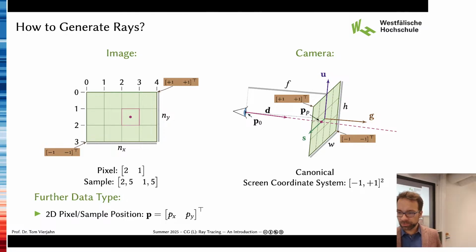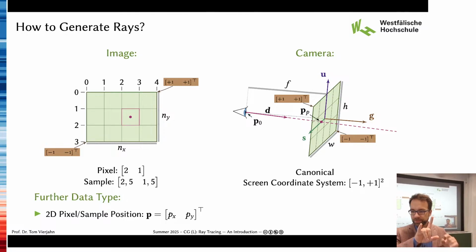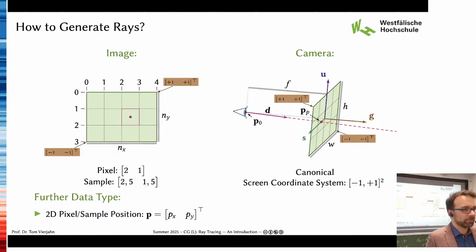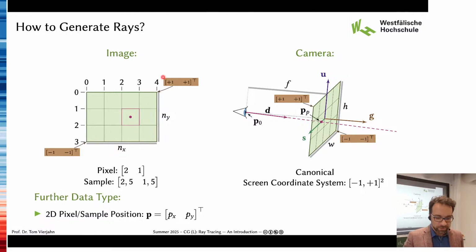If you have the range, where's the camera? Here it is. What's the direction? 0 to 2. Just move it a bit, and then it's -1 to 1. Just shift it by 1. Done. That's all there. So divide it through the pixel width or height, multiply it by 2, shift it by 1. And then you have the pixel or sample coordinate in this canonical coordinate system from -1 to +1.